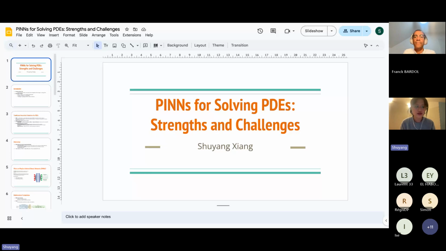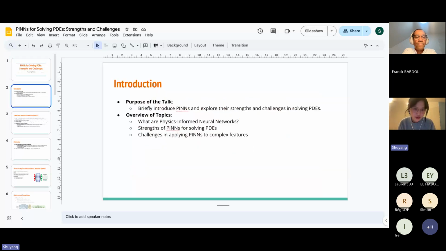However, we will not go very deep into the technical issues. But if you're interested, we can probably organize a future talk to dig a little deeper into the topics. So let's get started. As I said, this talk will be a very brief introduction to physics-informed neural networks. We are going to explore their power and potential difficulties.